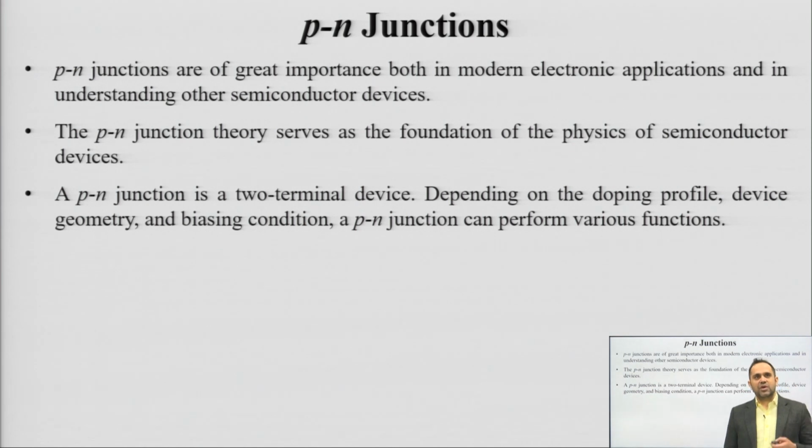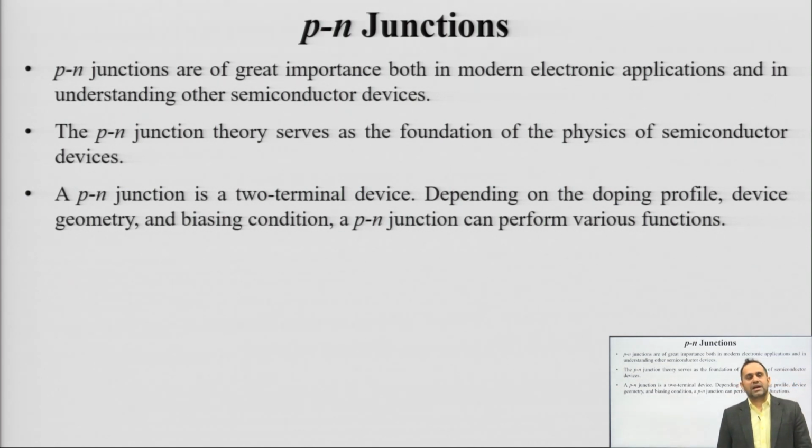If I want to describe p-n junctions, I would say that these junctions are quite important for all modern electronic applications and to understand the underlying behavior of semiconductor devices. The p-n junction theory serves as the foundation of the physics of major semiconductor devices. A p-n junction by itself is a two terminal structure. You will have one connection to access the p side of the junction, and you will have one terminal or one metal connection to access the n type region.